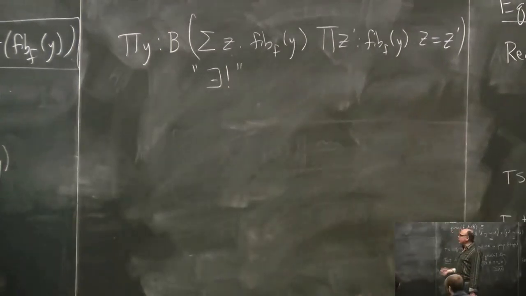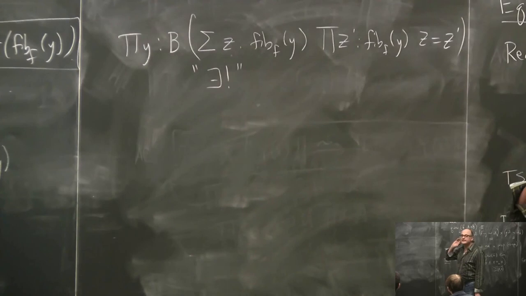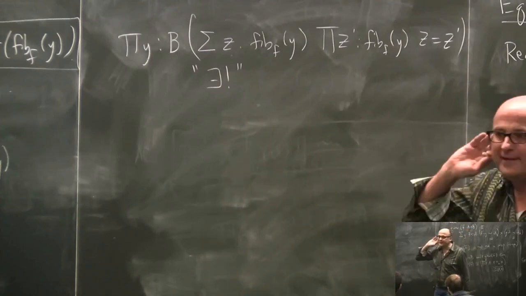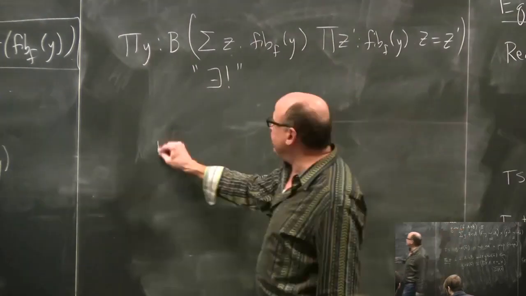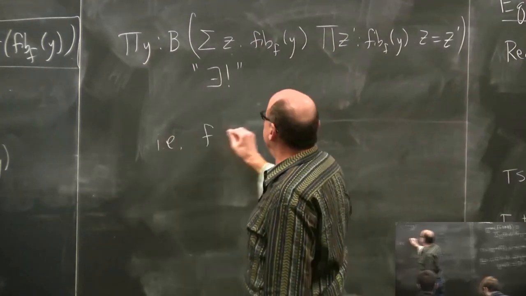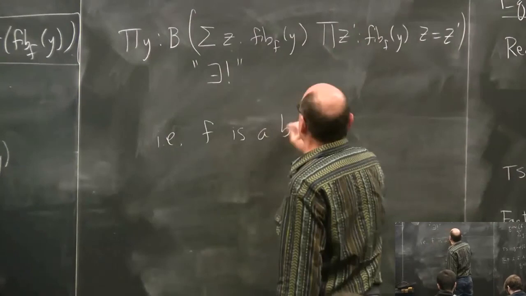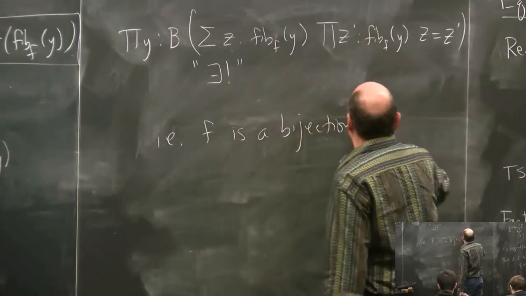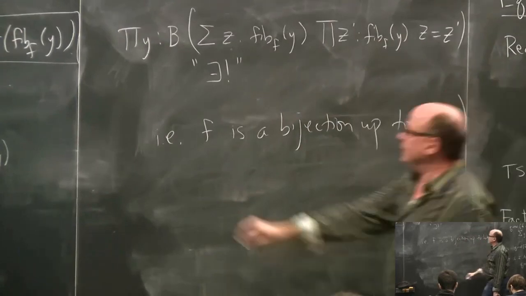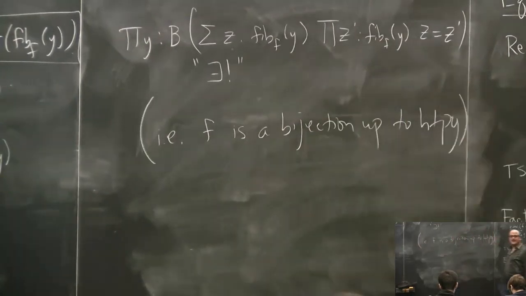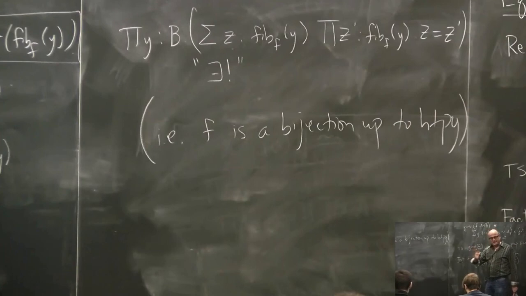What's another ordinary way of saying what I am saying about f in very ordinary terms? You probably said it. What did you say? It's a bijection. It's a bijection up to homotopy. So what this is saying, and that's what I want you to see, is that f is a bijection up to homotopy. Okay? And of course, I'm selling you a bill of goods.